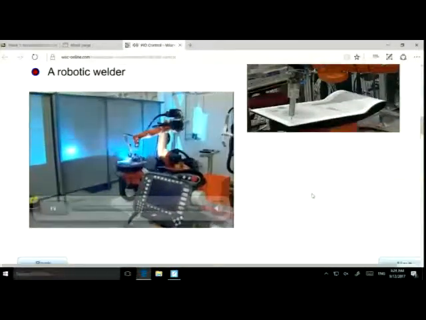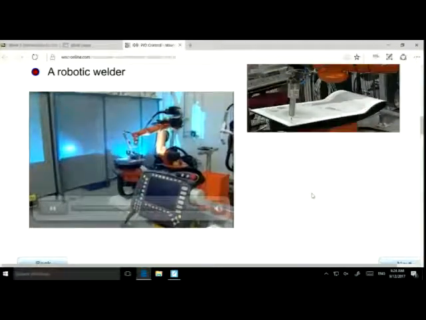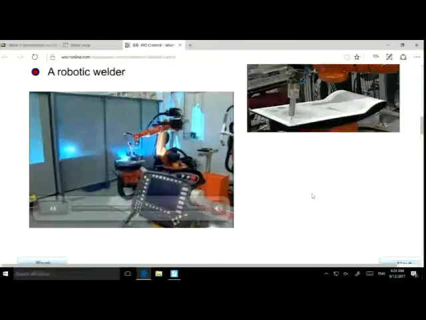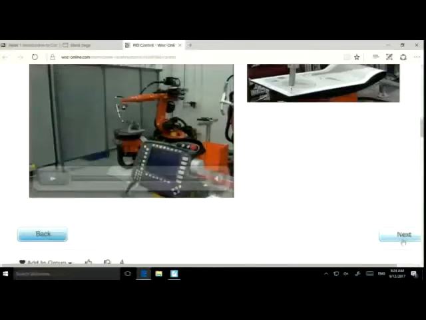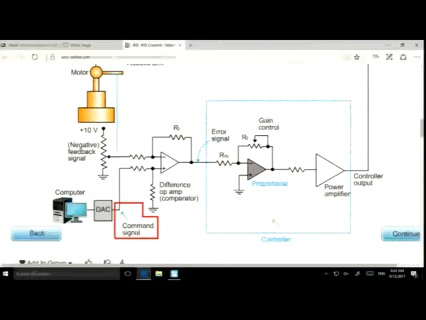So that's an example of where a control system would need to be very precise, very fast reacting. Your second order responses often have overshoot, something like that. You wouldn't be able to tolerate overshoot here, obviously, because it would weld in the wrong place. Right, so what's happening? This is a description of what's going on.